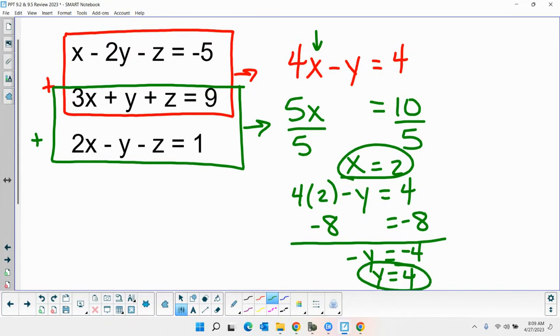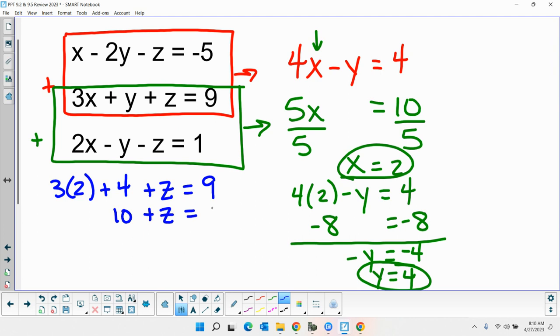And then you just pick one of them to fill in to get the last one. I think I'll do, since I'm looking for z, and this one is the positive z, I'm going to do the middle one. That way I don't have to do any dividing by negative 1. All right, so 3 times 2 for x plus 4 for y plus z equals 9. So 6 plus 4 would be 10. Subtract the 10. And you get z is negative 1.